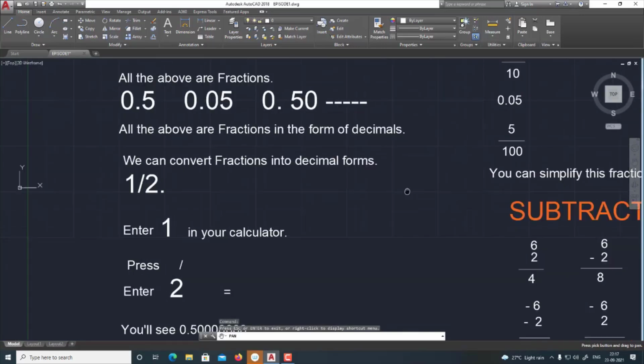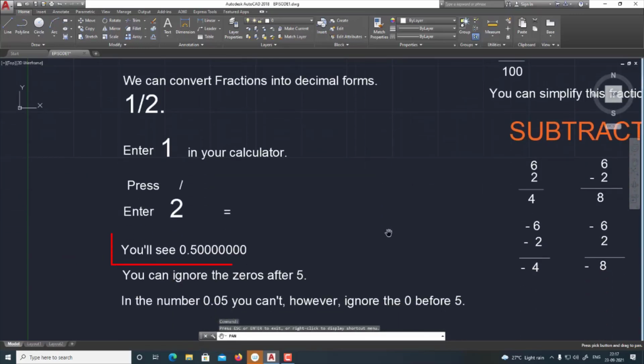Say 1 by 2. Enter 1 in your calculator. Press divided by. Enter 2. Press is equal to. You will see 0.500000. You can ignore the zeros after 5. In the number 0.05, you can't however ignore the 0 before 5.